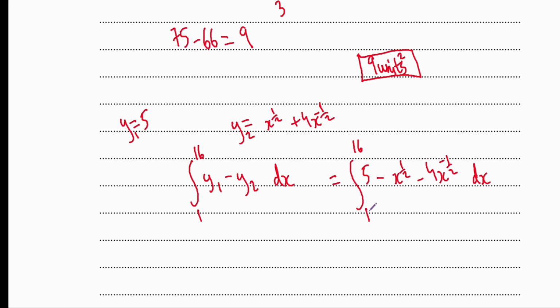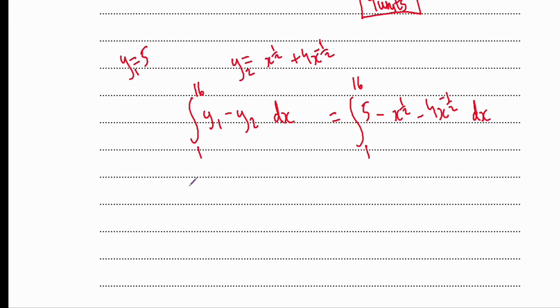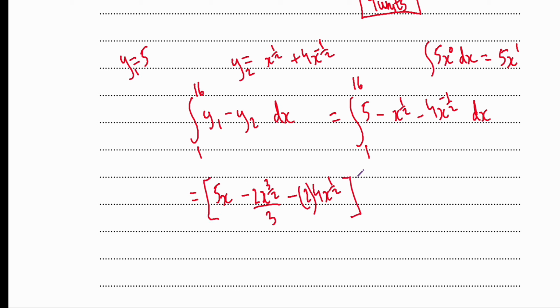And you shouldn't be surprised when we get the same answer, because of course we'll get the same answer. So we get the integral of 5 is just 5 times x, because this is 5x to the power 0 basically. So when you integrate this, you get 0 plus 1 is 1. So you have 5x to the 1 divided by 1, which is just 5. So 5x, minus x to the power 3 over 2 divided by 3 over 2 becomes 2 over 3, minus 4x to the half dividing by a half is times 2. And then this is all between 16 and 1.